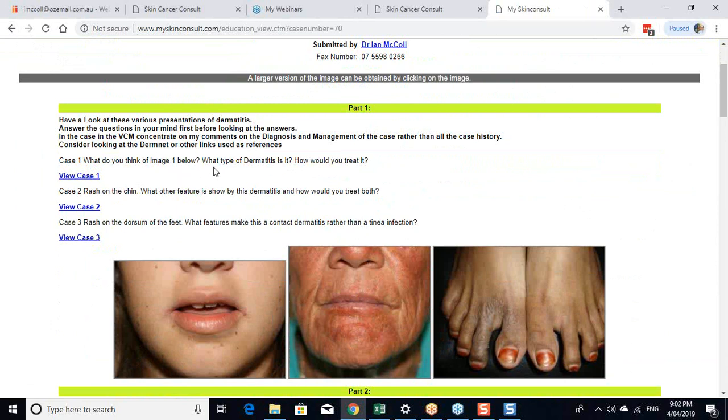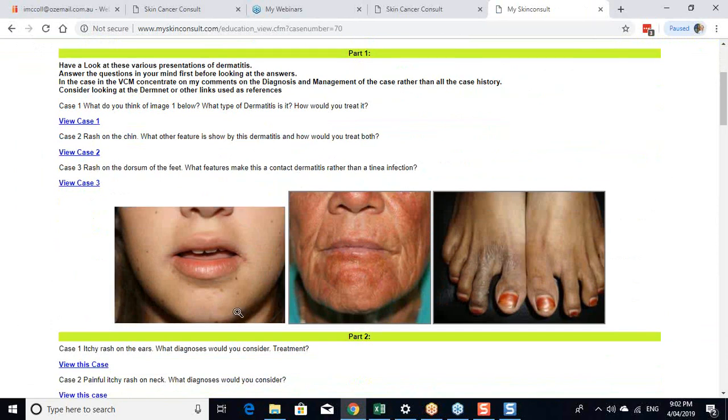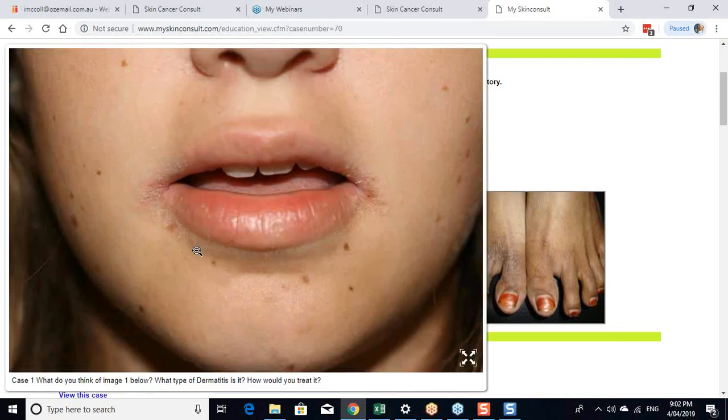What do you think of image 1 below? What type of dermatitis is it? How would you treat it? Let me have a look. Anyone want to comment? Nazi, what do you think? Where do you see the dermatitis here? It's the contact dermatitis from licking. Yeah, lips. I think so. I'd agree. It looks like a lip-licking dermatitis. There's a little bit of angular cheilitis there, but you can see that dryness just round the skin there.